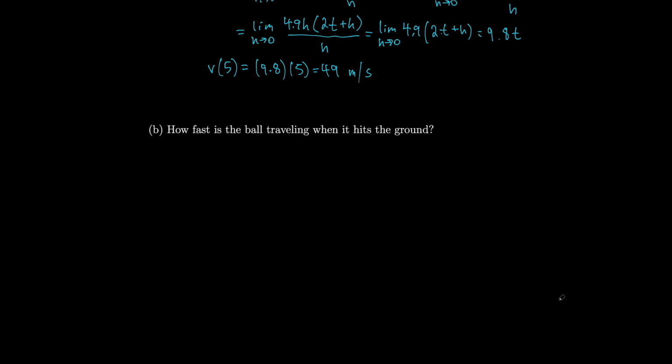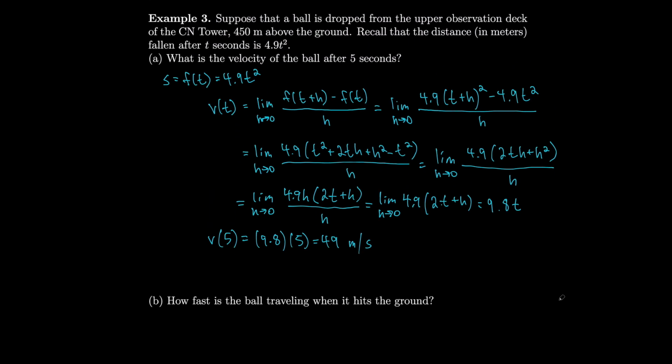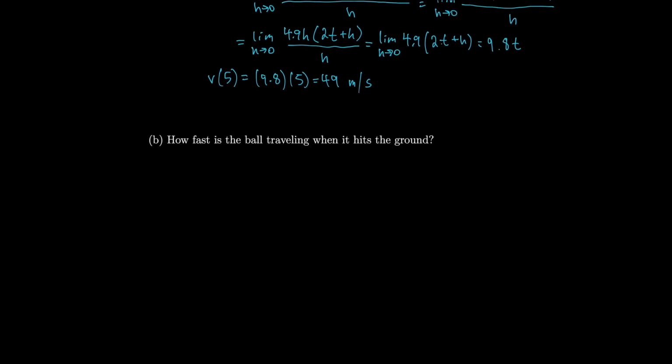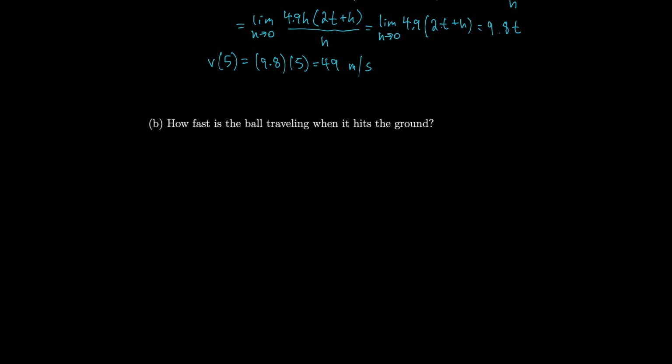Let's see how fast the ball is traveling when it hits the ground. So it hits the ground, let's say it was 450 meters above the ground. The position function is the distance that it's already fallen. So that means that we want to know how fast the ball is traveling after it's fallen 450 meters. So that's at position equal to 450. So that means that 4.9 t squared is equal to 450, which we can divide and get t squared is equal to 450 over 4.9.